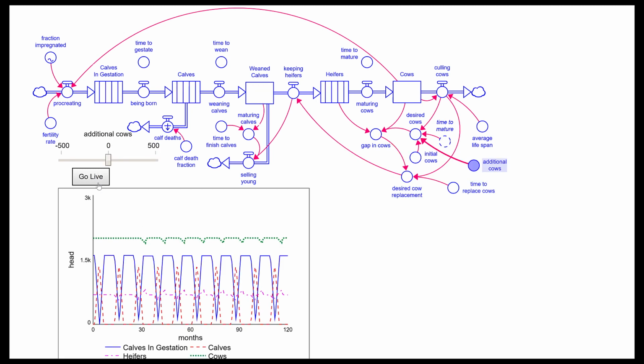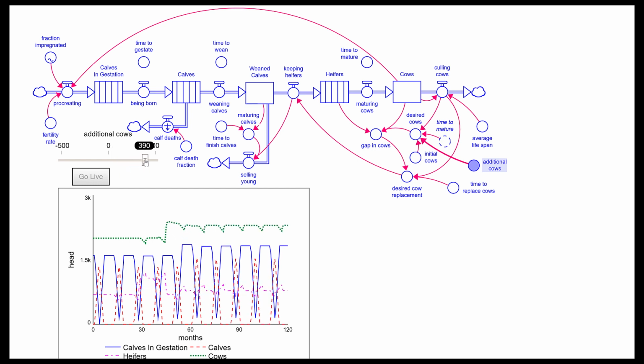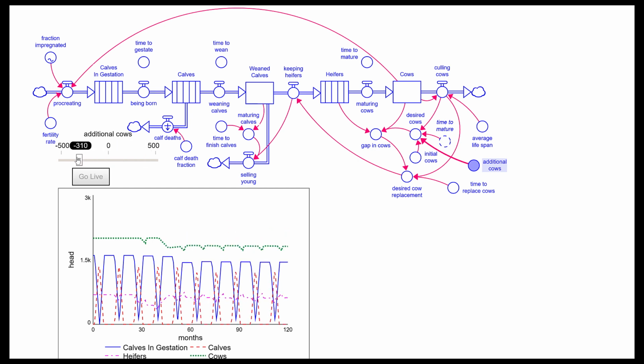But what happens if we change how many cows that we want, right? Say we want more cows or we want fewer cows. If we increase the number of cows, well, it actually works. We actually do increase. We overshoot a little bit. But because we're culling cows all the time, it comes back down again. Likewise, if we're trying to reduce the number of cows because there's less demand, then it will drop eventually. So all that's working as we would hope.